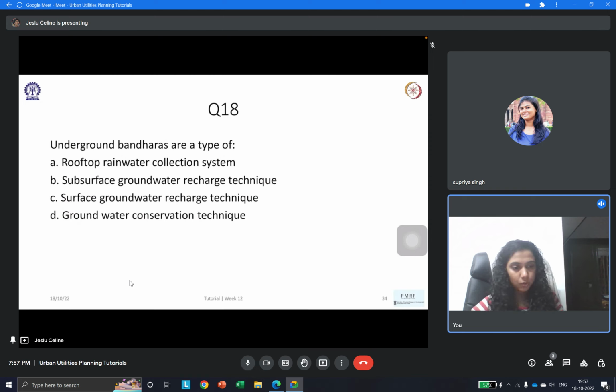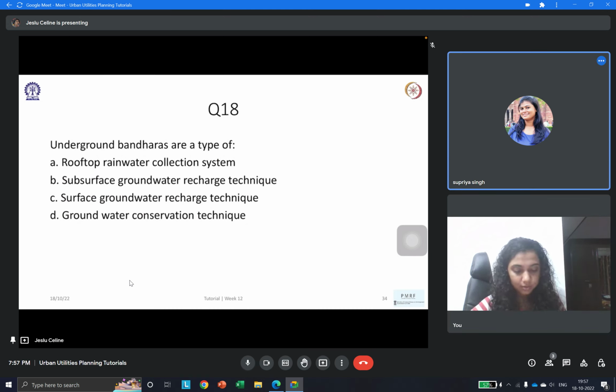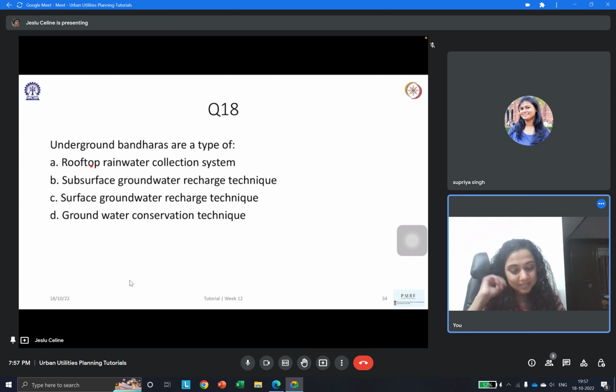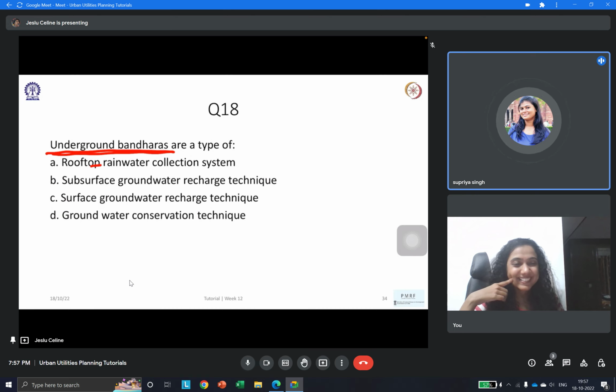Now the last question is, underground bandharas are a type of rooftop or... Okay, underground bandharas you're talking about. Can that be rooftop? No, it is underground only. So it is not rooftop.